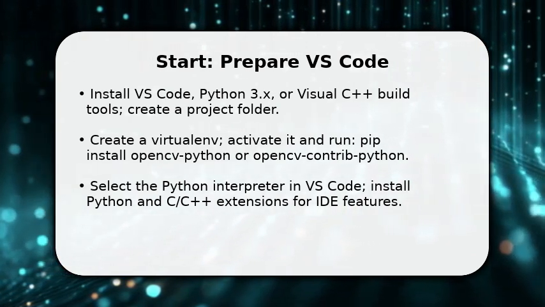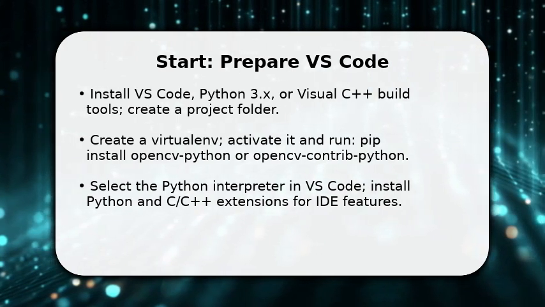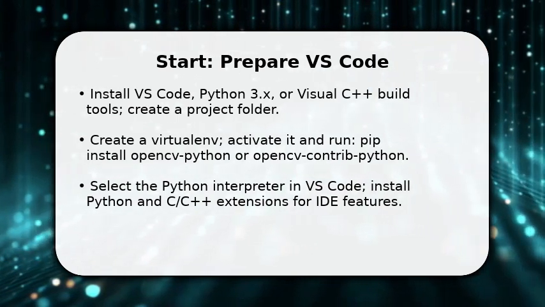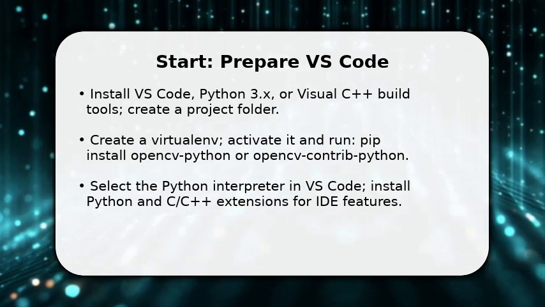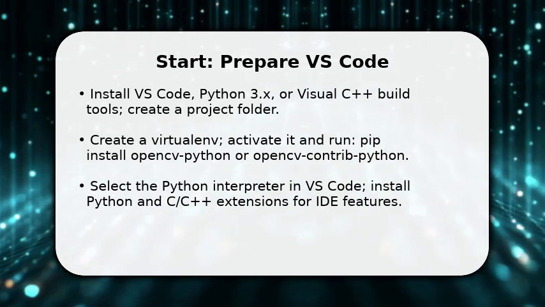Make sure you select that interpreter in VS Code so IntelliSense and linting point to the right packages. Finally, add the C/C++ extension if you plan to compile native code. It provides include path and debugging support.